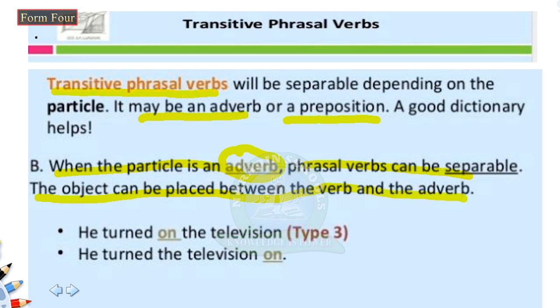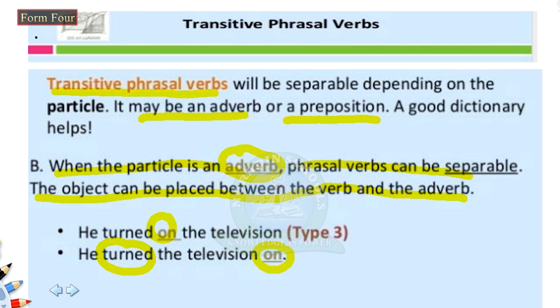He turned on the television. So "turn on" has an adverb, not a preposition. He turned on the television. We can say it two ways: he turned the television on. So if the particle is an adverb, yes, the phrasal verbs are separable. This is separable. He turned the television on. This is the main verb, and this is the adverb.